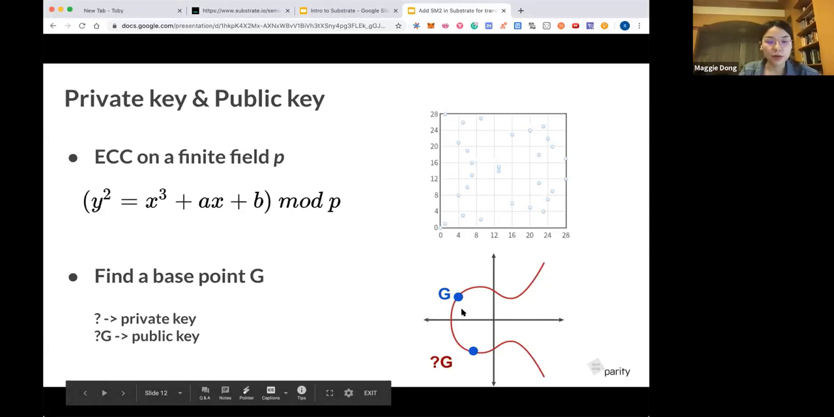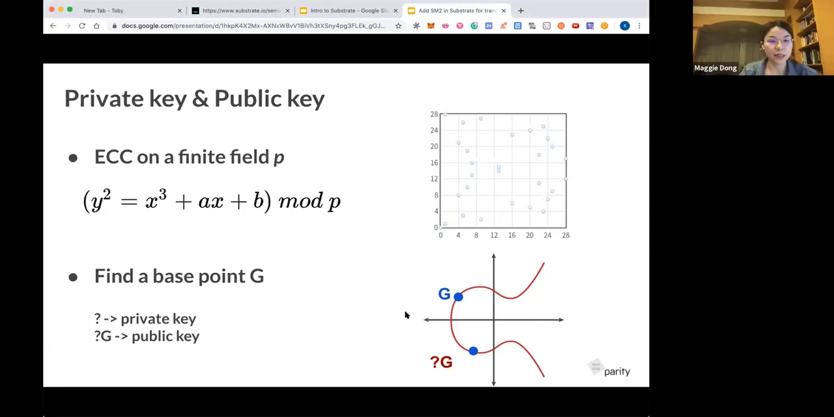As George said, the base point G is public, it's one of the properties of the elliptic curve, and everyone knows what the base point G is. I'm going to elaborate more on what a base point is. As we mentioned in the last slide, if we pick a point P on the curve, there is an actual feature of the multiplication of points on the elliptic curve.